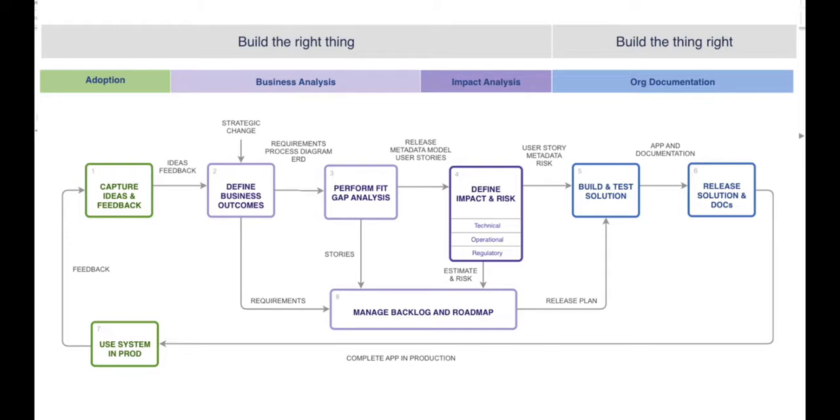So that's releases, user stories, and process diagrams linked to metadata items. Do all the analysis associated with your org, so all the where used, and then pass all that information across to the development team so that they can build the app quickly without breaking anything, and then release it.